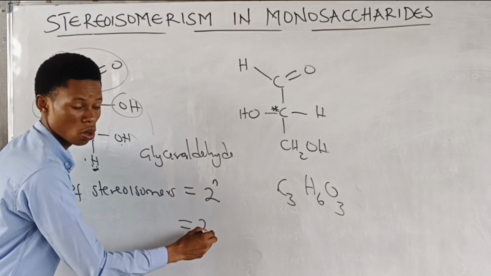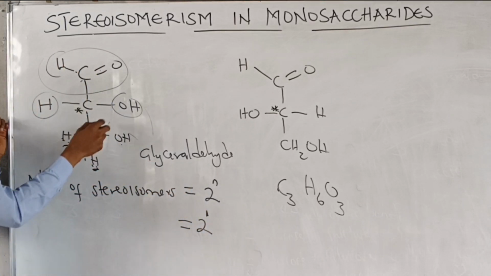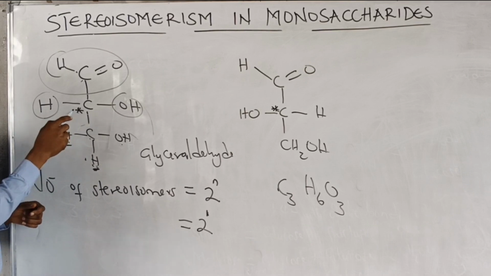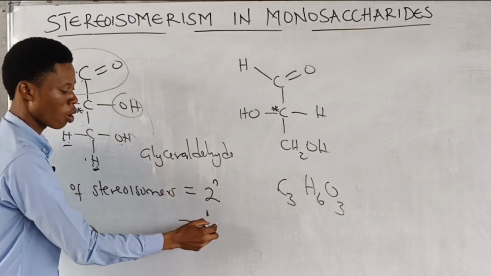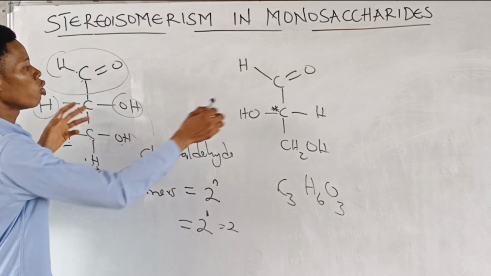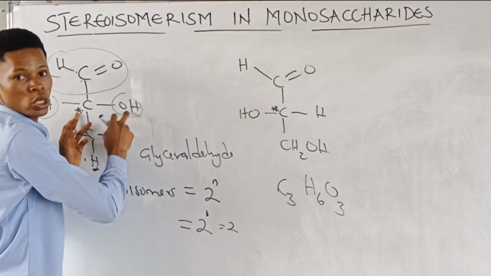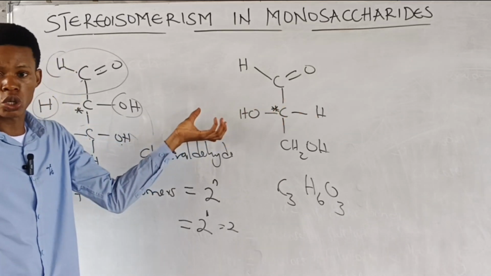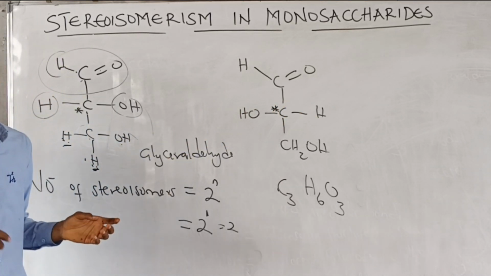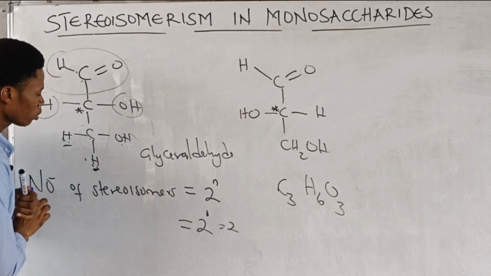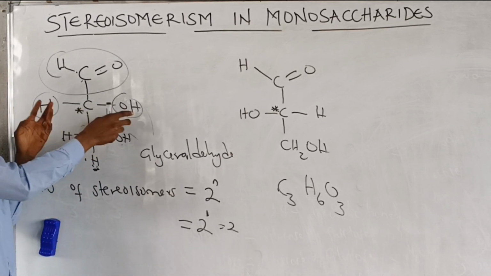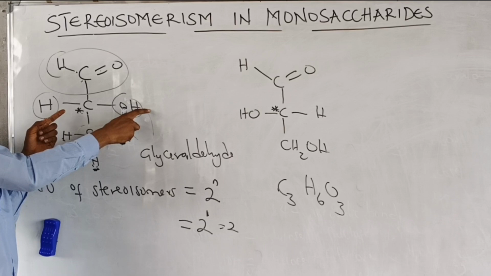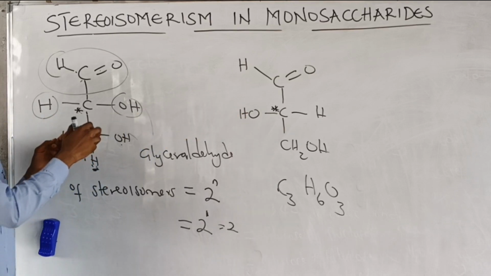If you are looking at glyceraldehyde, the number of stereoisomers we have is 2 raised to the power what? Because the number of chiral carbons here is 1. Then the number of stereoisomers will be 2 raised to the power 1, which is what? These are the only 2 stereoisomers we can have: this one where the OH is on the right, and this one where the OH is on the left. If you notice, the adjustment is just on the chiral carbon. One is on the left, and one is on the right.